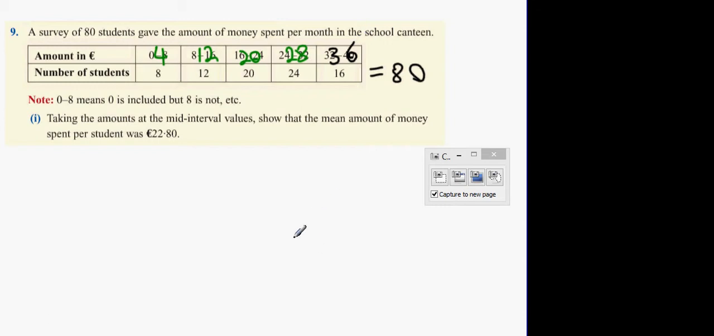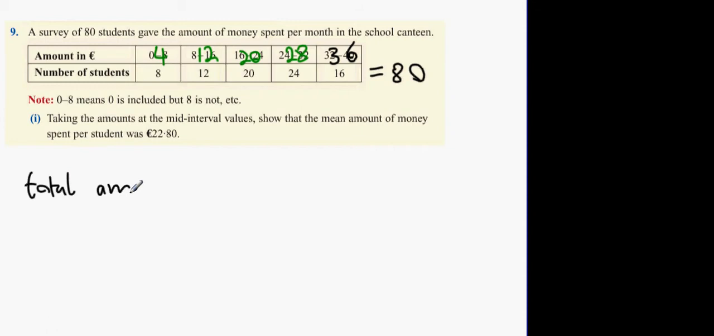Okay? Now, taking the mid-interval values, calculate the total amounts. Okay? So this basically means we're taking an estimate that 8 students have €4, 12 students have €12, 20 students have €20, 24 students have €28. So we have to find out the total amount of money. Okay? So the total amount of money is equal to all of them multiplied by each other.